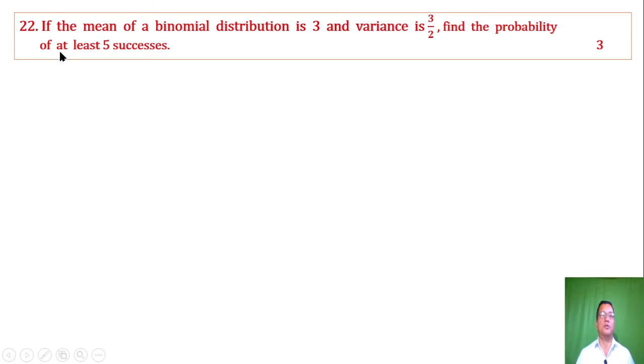Question number 22. If the mean of a binomial distribution is 3 and variance is 3 by 2, find the probability of at least 5 successes.